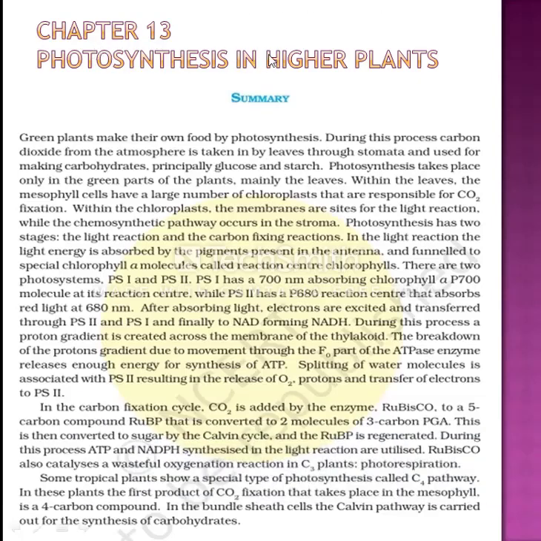Chapter 13. Photosynthesis in higher plants. Summary. Green plants make their own food by photosynthesis. During this process, carbon dioxide from the atmosphere is taken in by leaves through stomata and used for making carbohydrates, principally glucose and starch. Photosynthesis takes place only in the green parts of the plants, mainly the leaves.